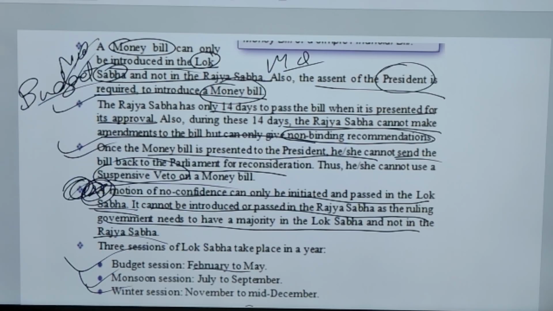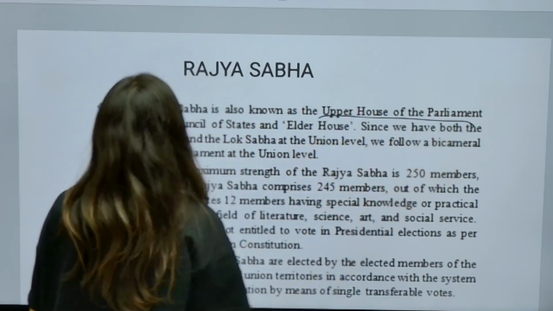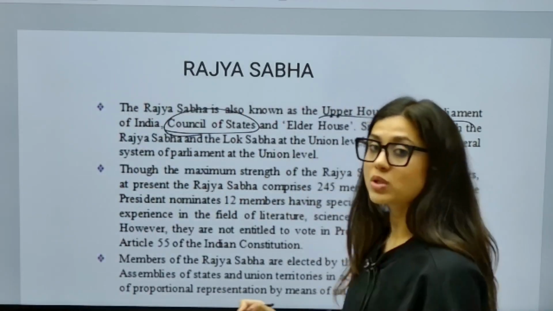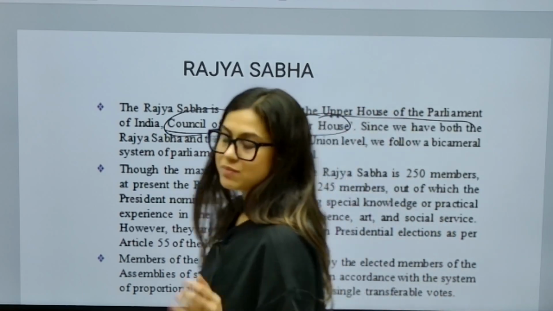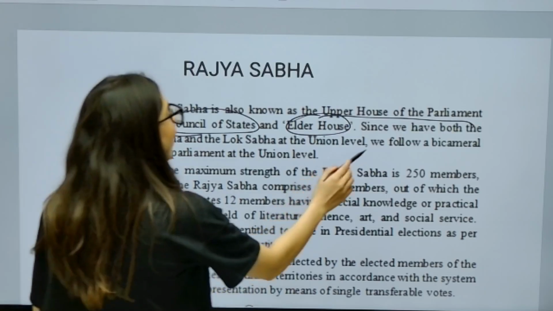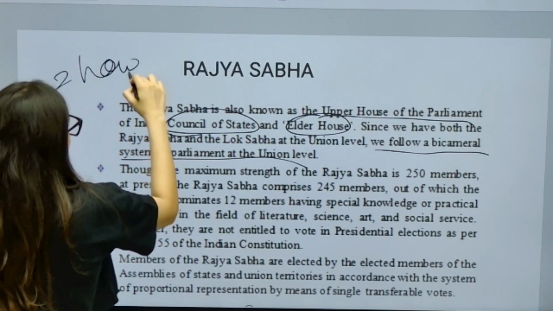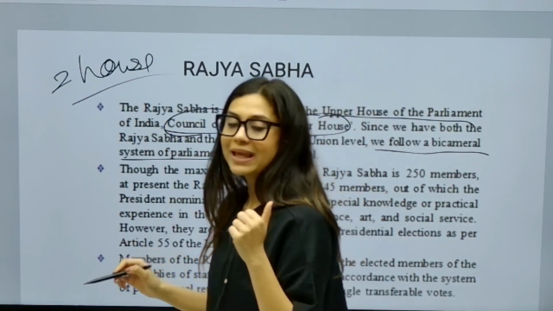This was all about Lok Sabha. Then next topic, Rajya Sabha. Rajya Sabha is known as upper house, council of states, and elder house. Earlier Lok Sabha was known as house of people. 3 MCQs for Rajya Sabha. Since we have both Rajya Sabha and Lok Sabha at the union level, we follow bicameral legislature, which means 2 houses. Bi means 2. Cameral means houses. So we follow bicameral legislature.